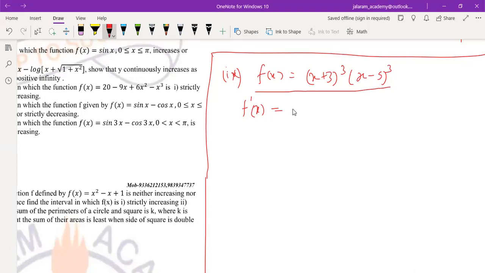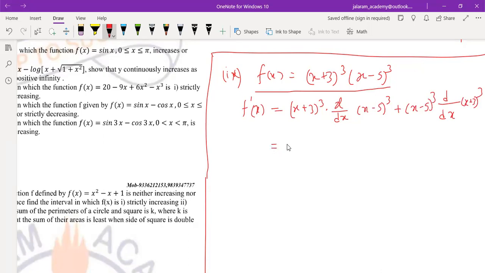x plus 3 whole cube into differentiation of x minus 5 whole cube, so first function into differentiation of second function, plus x minus 5 whole cube into differentiation of x plus 3 whole cube, that is second function into differentiation of first function. Okay, tell now.